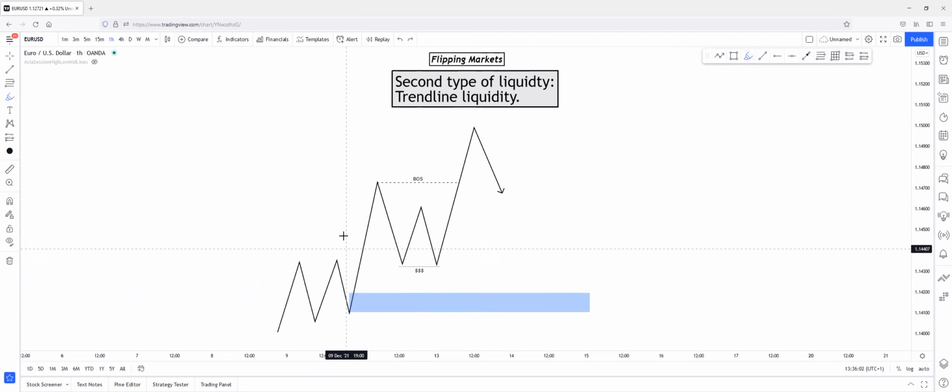So we have one more confirmation because it had all the three criteria. So inefficiency, liquidity sweep, breakout structure, and liquidity creation. So basically it has 4 criteria. But let's see what happens.